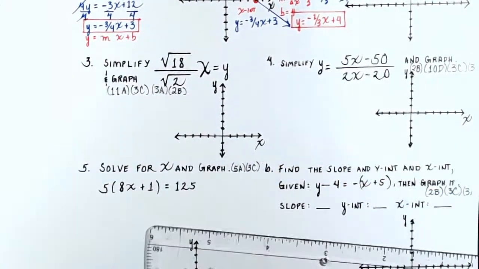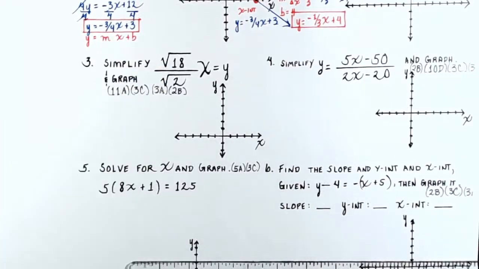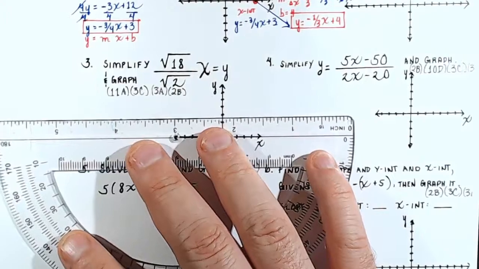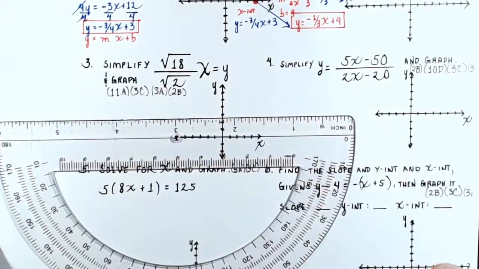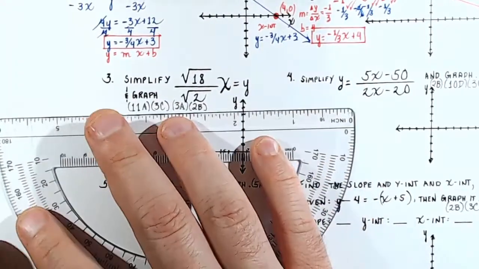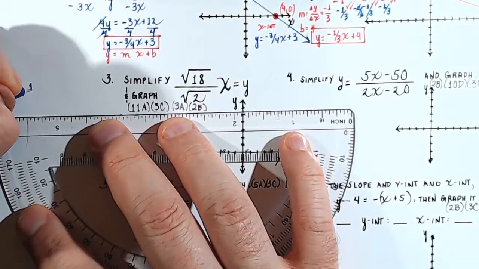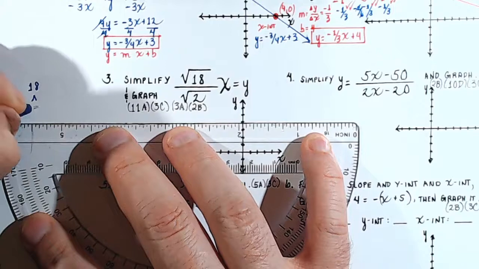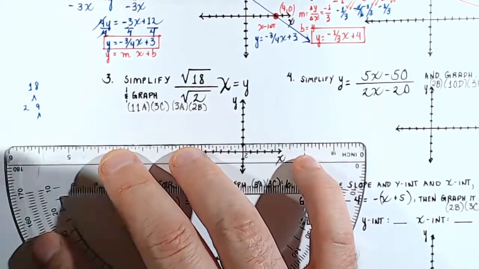Okay, number 3, we're asked to simplify and graph x equals y square root of 18 over square root of 2. Well, let's forget about the x and the y for just a minute and focus in on the square roots, because that's kind of the scary thing, isn't it? All we have to do here is prime factor. So let's take 18 and prime factor it. That would be 2 times 9, and 9 would be 3 times 3.